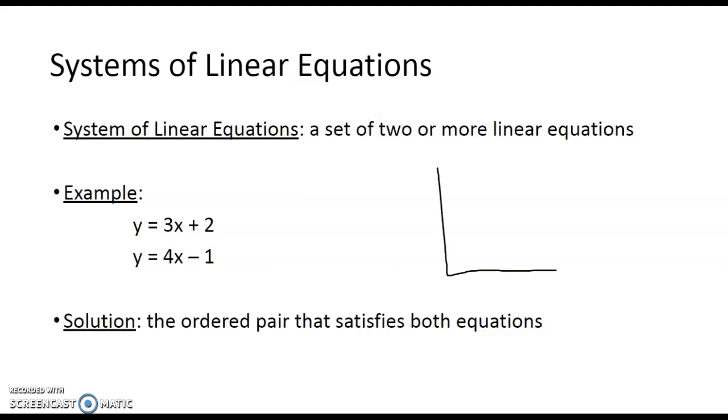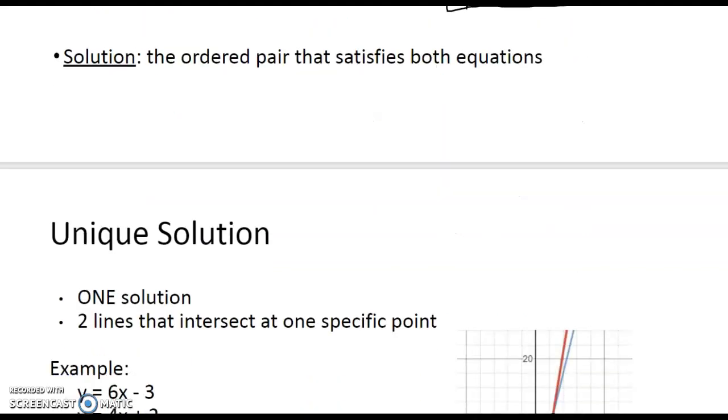So remember, if we were to graph these two lines, our solution would be the point of intersection, the point that lies on both lines, the point that makes both equations true. So our solution is the ordered pair that satisfies both equations. When we think about systems of linear equations, we have three different types of solutions. We have unique solutions, inconsistent solutions, and dependent solutions. And we're going to talk more about those right now.